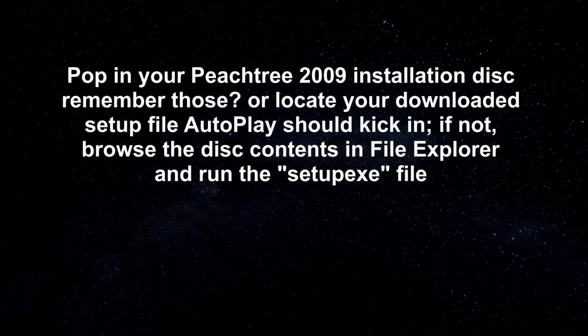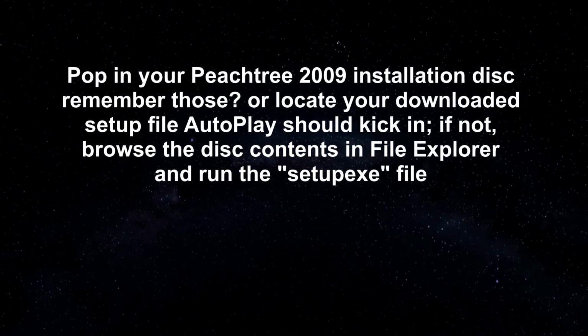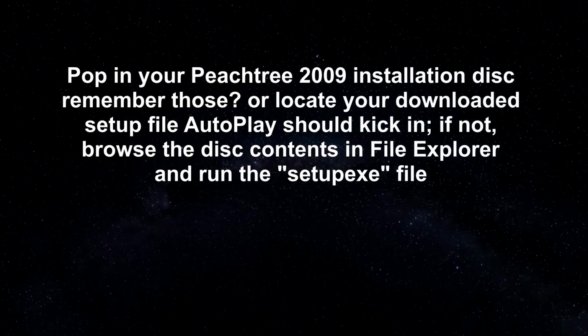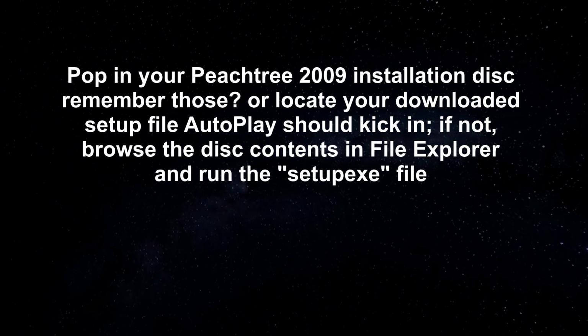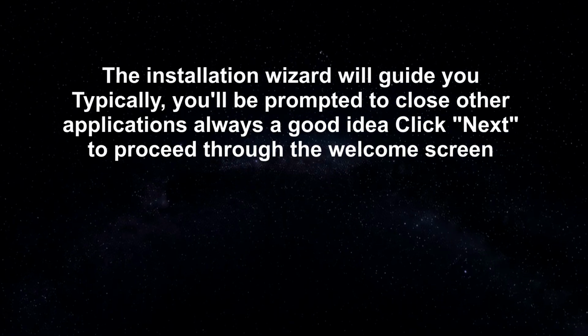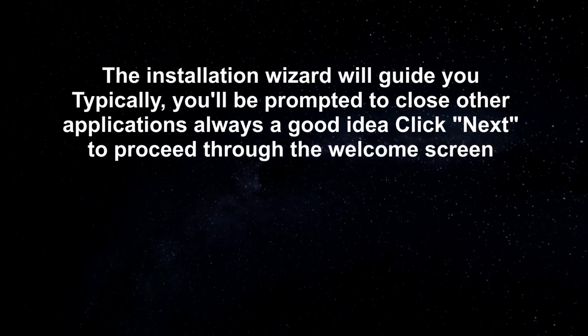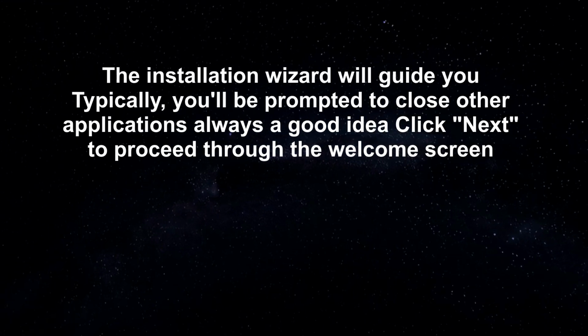Pop in your Peachtree 2009 installation disk, remember those, or locate your downloaded setup file. Autoplay should kick in. If not, browse the disk contents in File Explorer and run the setupx file. The installation wizard will guide you. Typically, you'll be prompted to close other applications. Always a good idea. Click Next to proceed through the welcome screen.